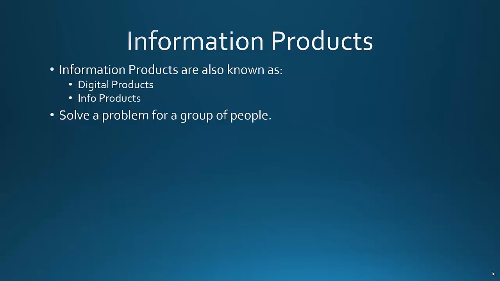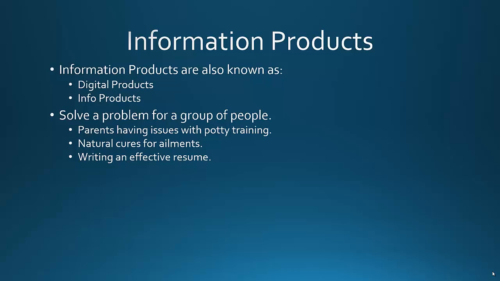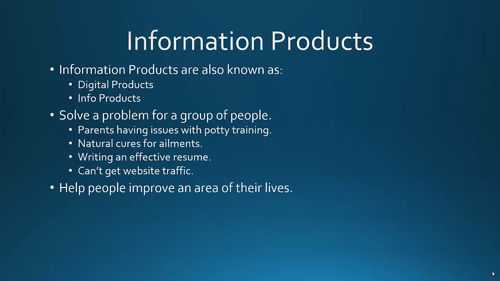What you want to do with your information product is solve a problem for a group of people. This could be, for an example, parents having issues with potty training. There are real products out there, digital information products, that teach people how to teach their kids to potty train in 3 days or less, or teach their kids to potty train quickly. Let's say somebody's having problems with ailments and you've chosen that as your niche market. You could do an ebook or a video course teaching people some natural cures. Writing an effective resume, you could do a training course based on that. People are having a problem where they can't get website traffic, so you could do a training all about that if that's something you're knowledgeable about.